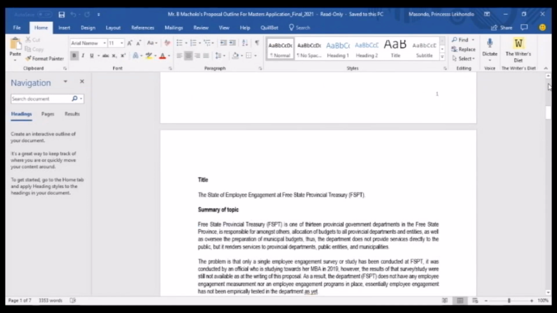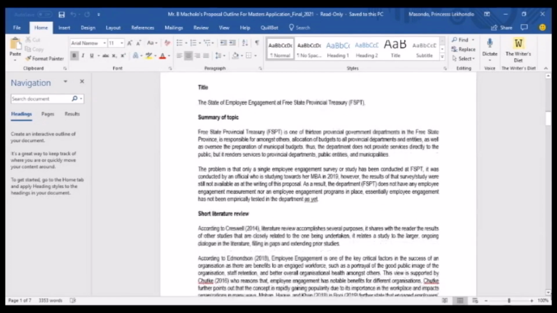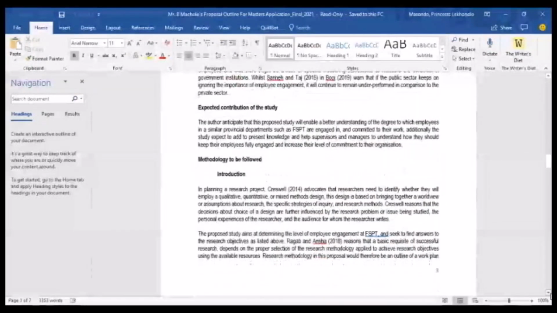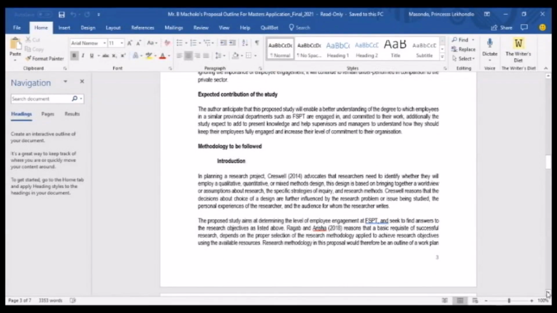So the title is State of Employee Engagement at Free State Provincial Treasury. So this person is going to do a study at the Free State Provincial Treasury. They want to measure employee engagement at this particular place. So the population for this study is this unit that is mentioned here. And looking at the topic, I'm not able to see the specific objectives, but by just looking at the topic, you can already see that the researcher is going to do a survey.